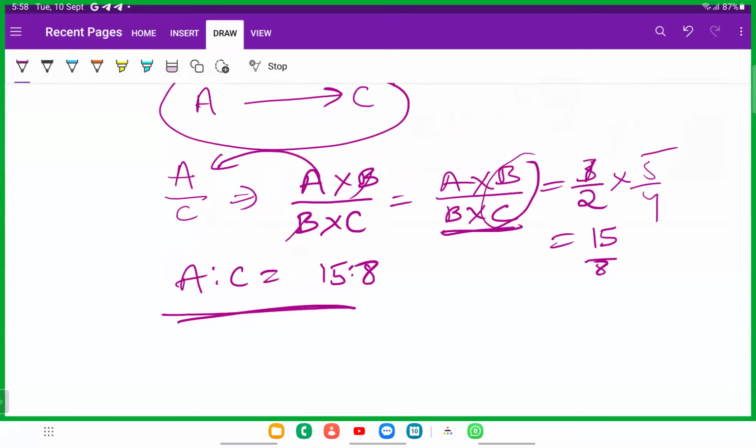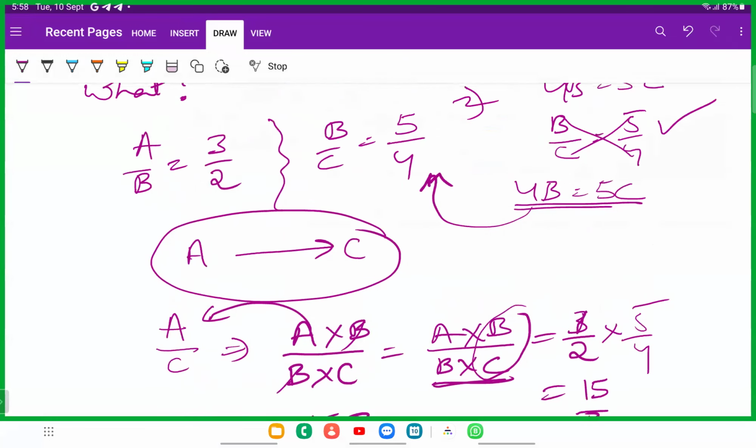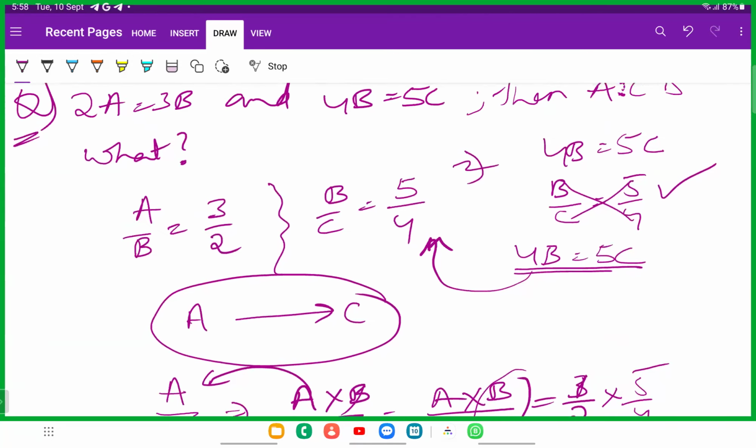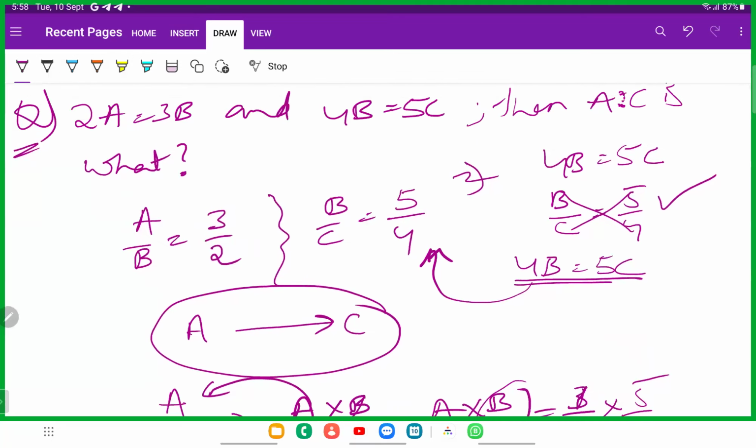So can you repeat why you have written it as reverse? Which one are you talking about? Like A by C, you wrote it as 3 by 2, right? So, A by C, not A by B, I wrote it as, sorry, 3 by 2. Sorry, A by B only.